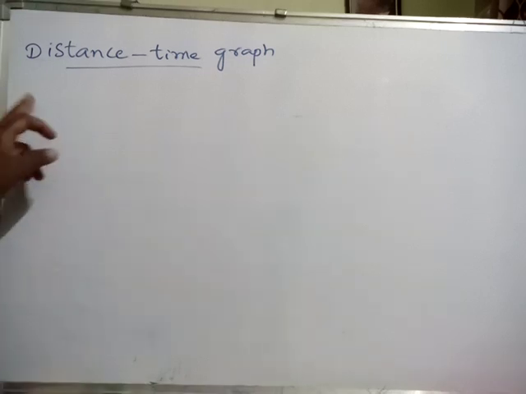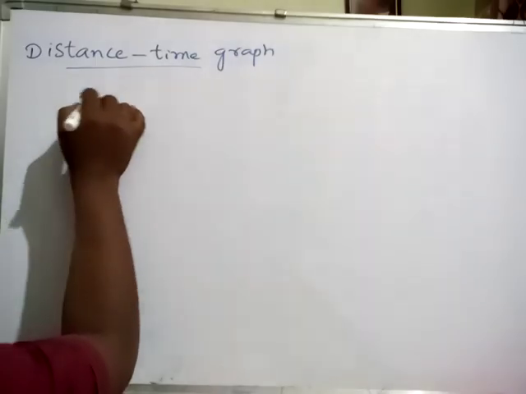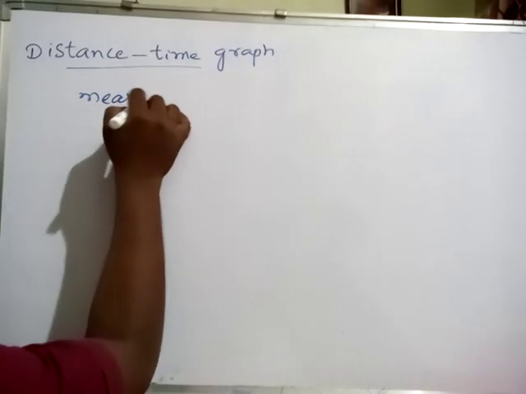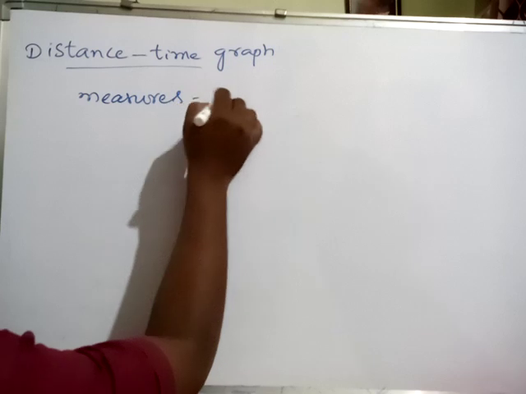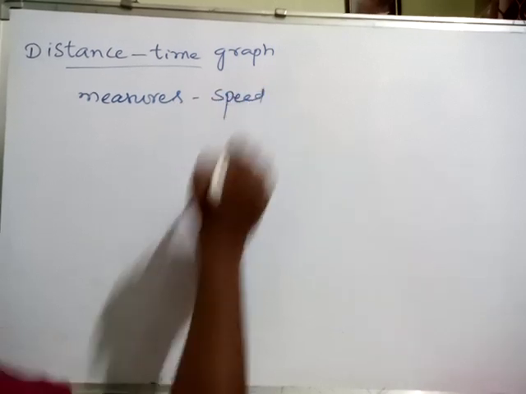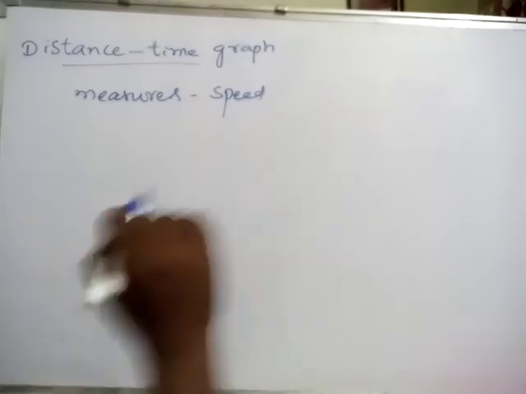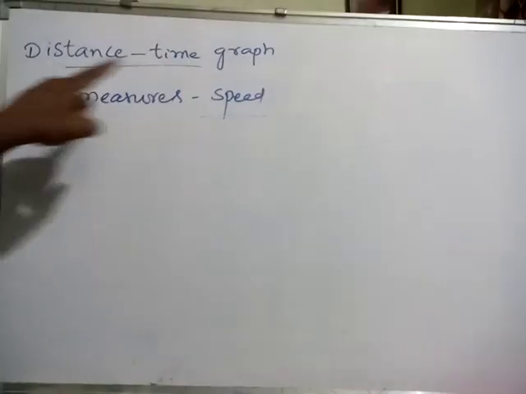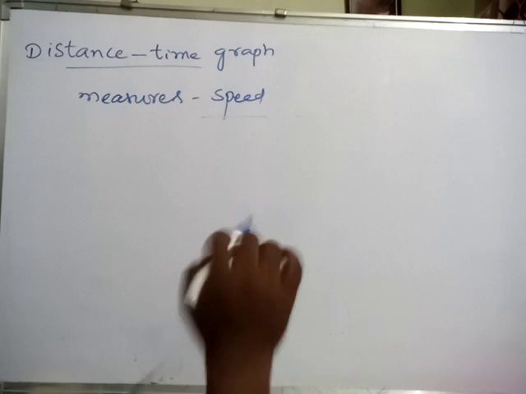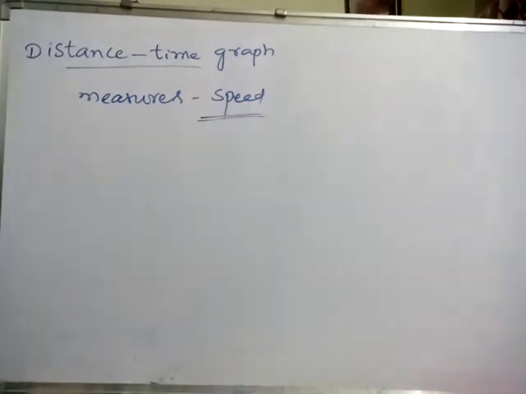Here, the distance time graph measures speed, and very important, it measures the speed of an object. What is that? Distance time graph measures dash. Distance time graph measures dash means what? Speed of an object.